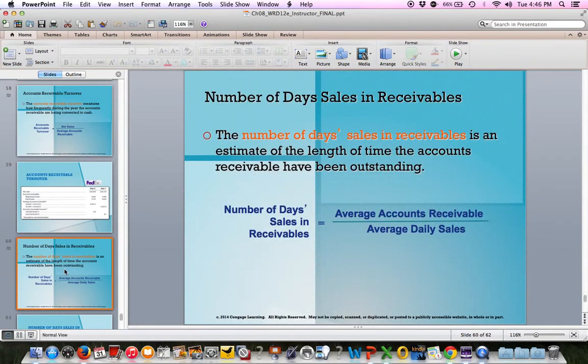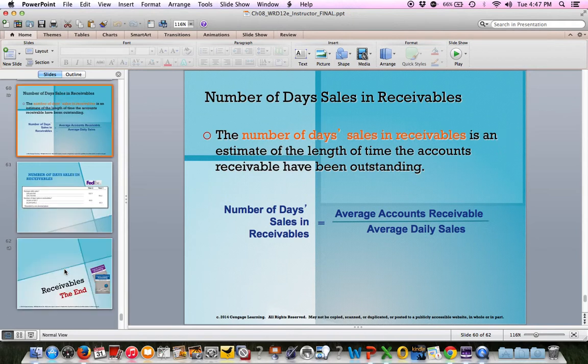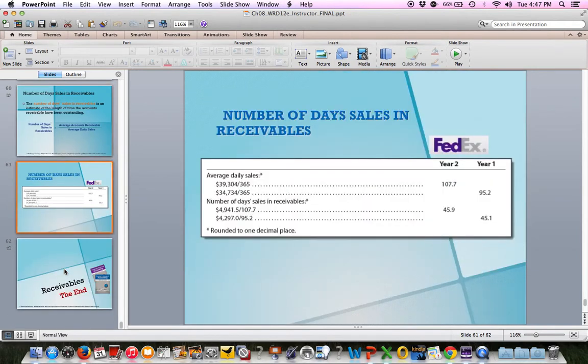The next one is the number of days sales in receivables, an estimate of the length of time it takes to collect. How long does it take us to collect? You can see it's the average accounts receivable divided by average daily sales. With this one, I'm taking my average daily sales by taking my sales number, dividing it by 365.